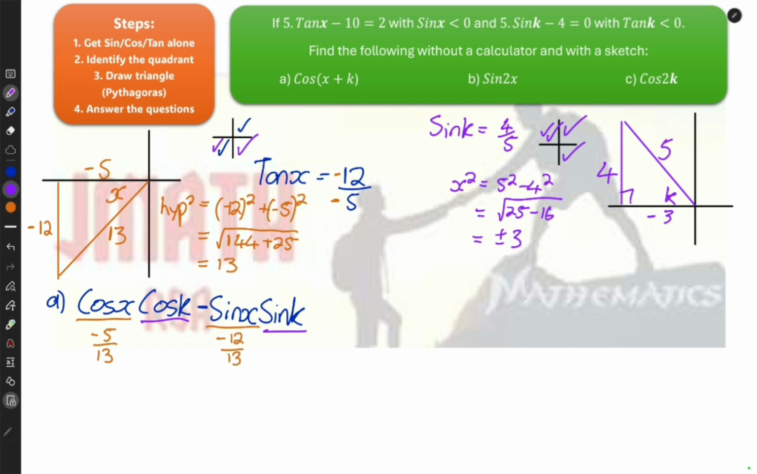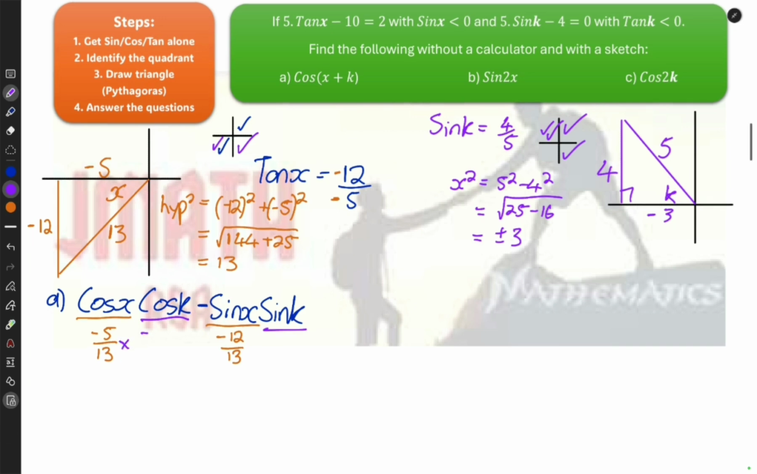Then for k, the purple triangle, cos is minus 3 over 5, and sine is 4 over 5. And now you can really just type that in your calculator. But if you want to try mental math, let's go. This would be 15 over 65, and then minus, but there's already a minus, so it would be a plus, and then that would be 48 over 65. And if I add them, I am going to get an answer of 63 over 65. Perfect, that is question A's answer.